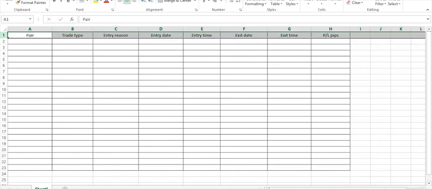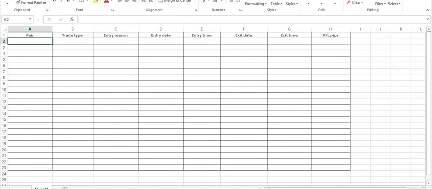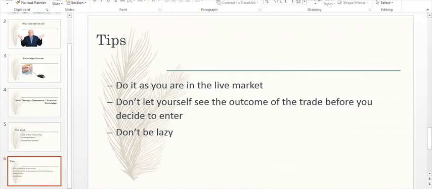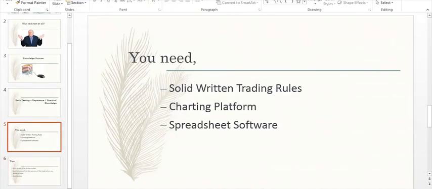So now let's backtest. Before we go into the backtesting, what do we need? Solid written trading rules.